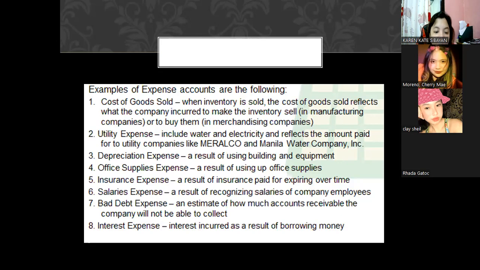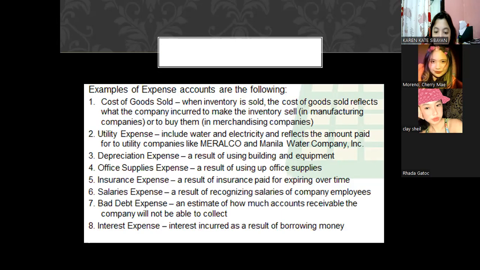Okay? Insurance expense naman, class. So, these are mga insurance benefits na binabayaran ng mga mother ninyo. It can be life insurance. It can be insurance for your college. It can be for your security, for your health. Ganyan. Salaries expense, mga pambayad sa empleyado.